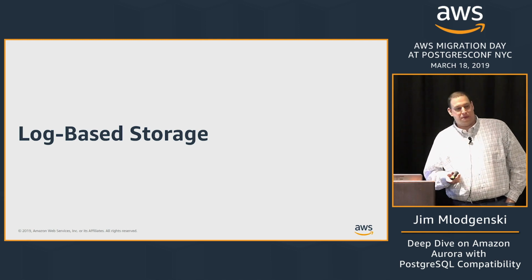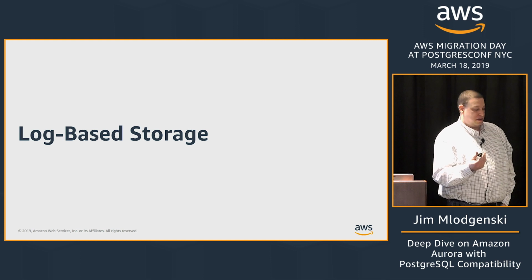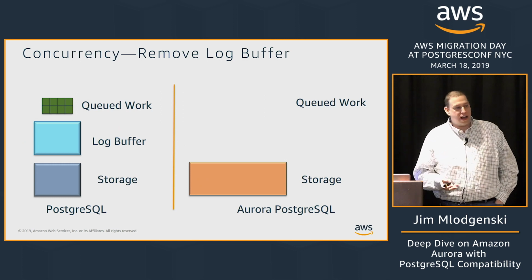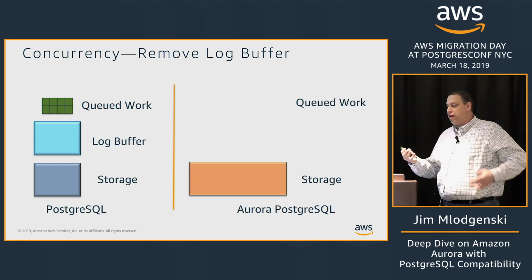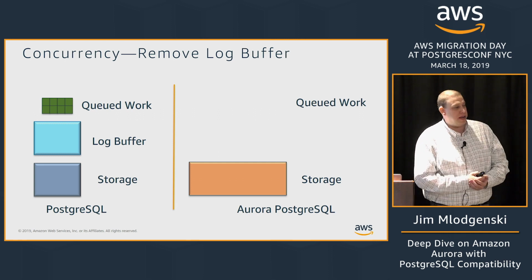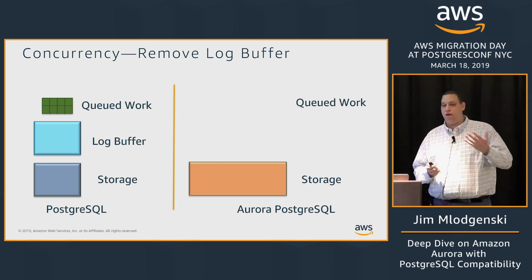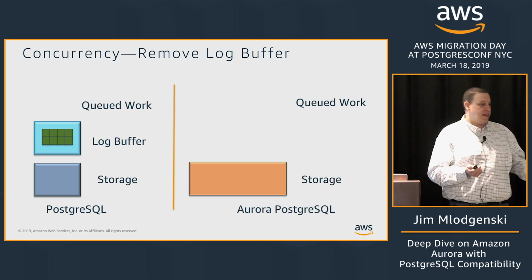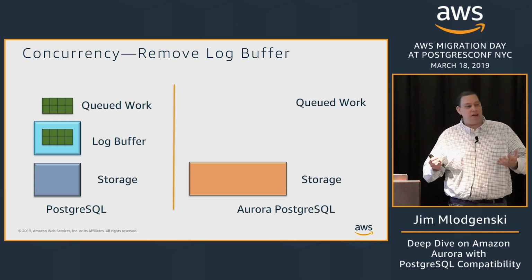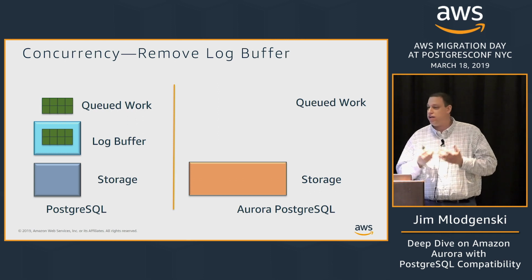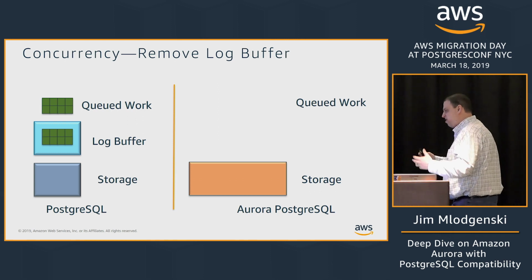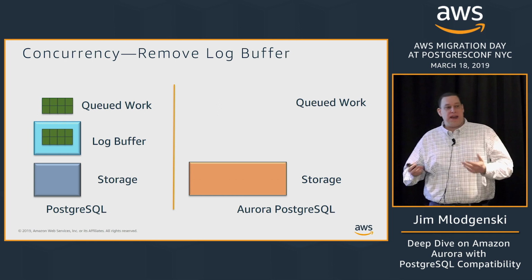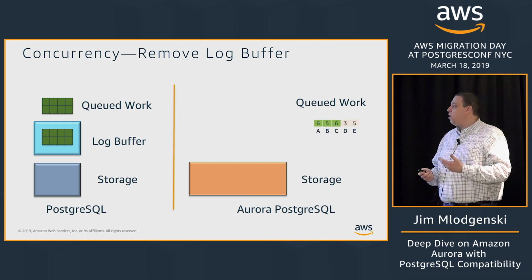Aurora storage is log-based storage. What that means is, as you're making your writes, you're just sending your transaction logs. That gives us a lot of advantages. When you have a traditional database, Postgres or others, you have a bunch of work to do, it goes into a queue, into a log buffer, and that log buffer has to flush out to disk. You have to fsync it in order to be durable. As more and more data and transactions flow in, in a group commit scenario with a lot of concurrent transactions, that log buffer gets full, and you have to wait to flush it out to disk before you can go do the next amount of work.